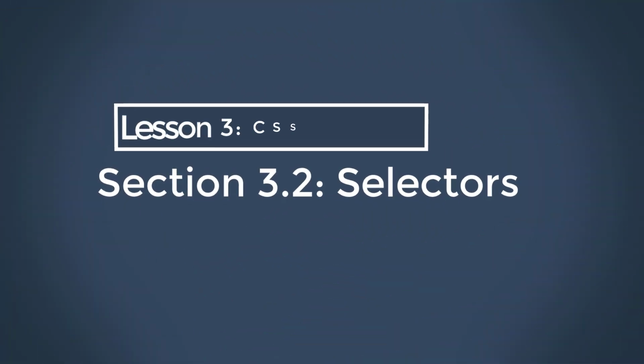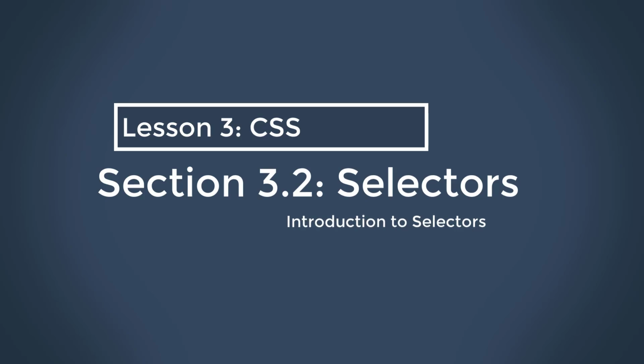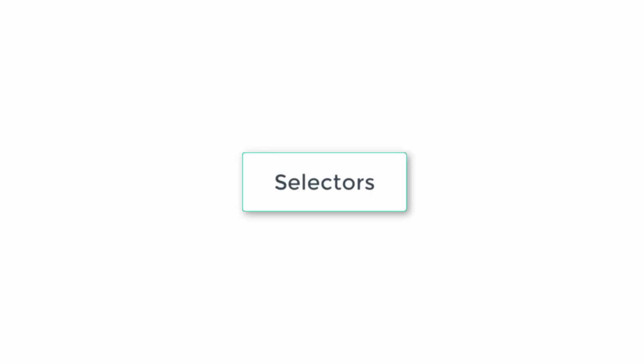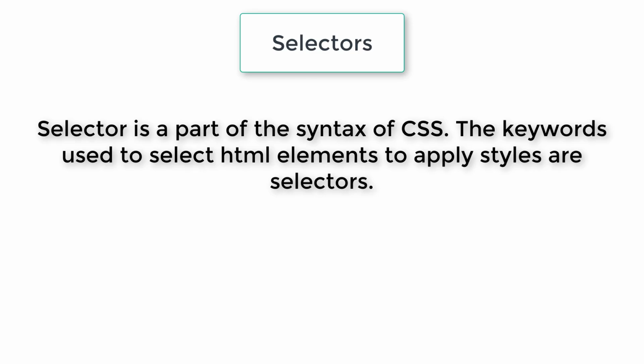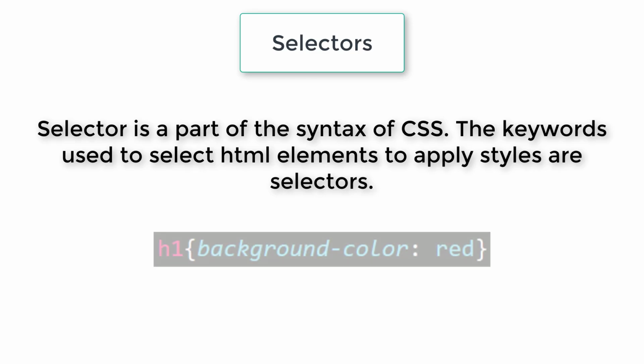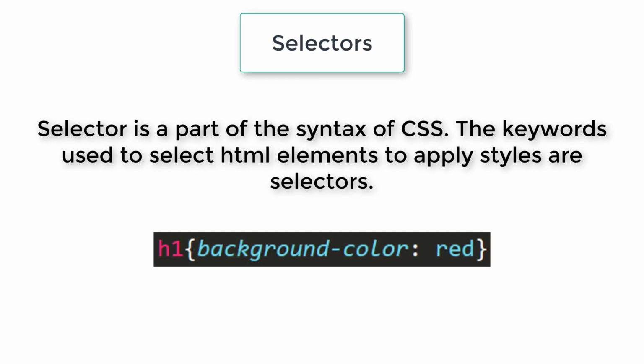In this section, we're going to learn to use different types of selectors. So, what is a selector actually? A selector is a part of the syntax of CSS. The keywords used to select HTML elements to apply styles are selectors. For example, in this code, H1 is the selector. It is selecting the heading element and making it red.